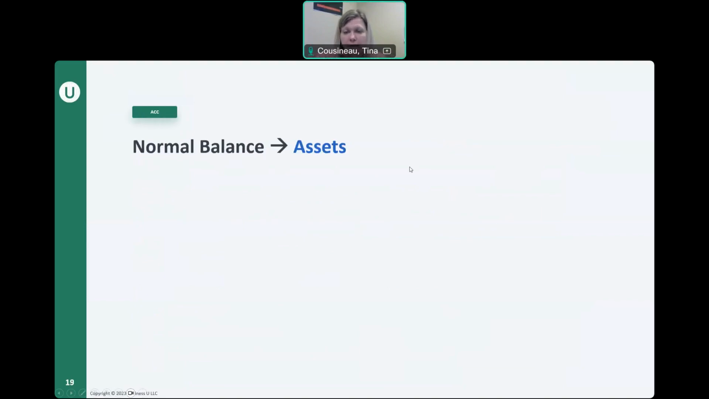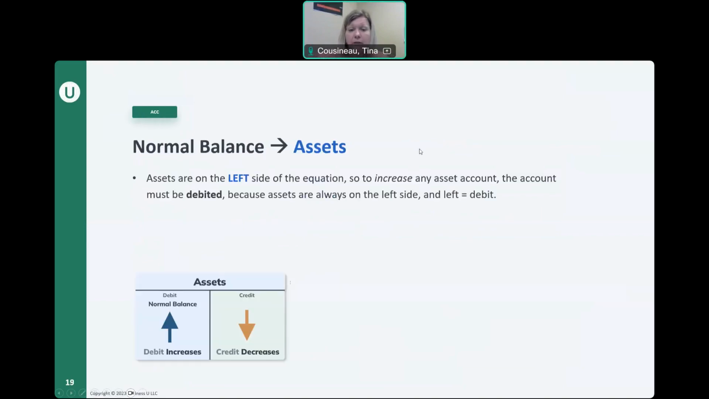So, normal balance of assets. Assets are on the left side of the equation, so it's an increase. Any asset account must be debited because assets are always on the left and the left is a debit, okay? The normal balance of an asset account is the debit side.